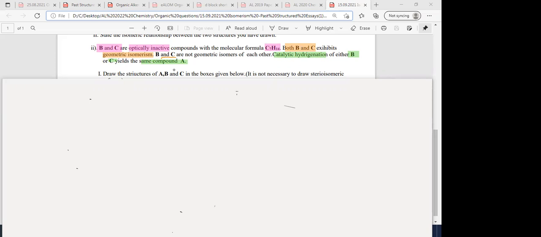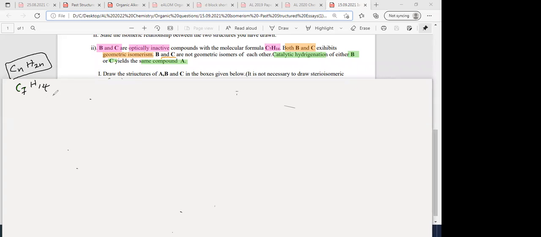Now let's see. Who can annotate on my screen? Can you predict the structure of at least B and C? C7H14, how to draw? What is the formula given? C7H14. Is this an alkene or alkyne? First you have to check that. C7H14 means CnH2n. So this is an alkene. That means there must be a double bond.